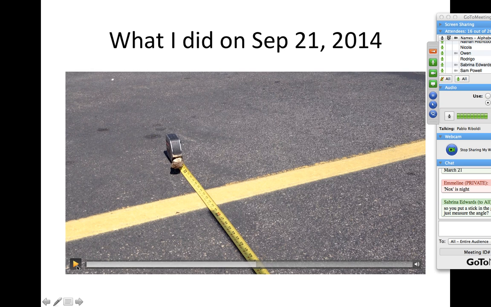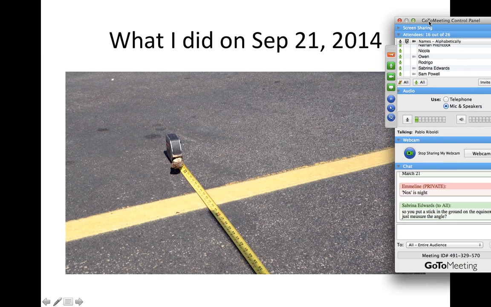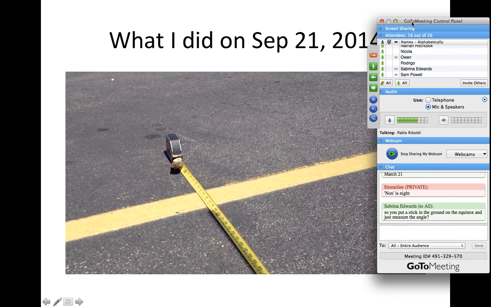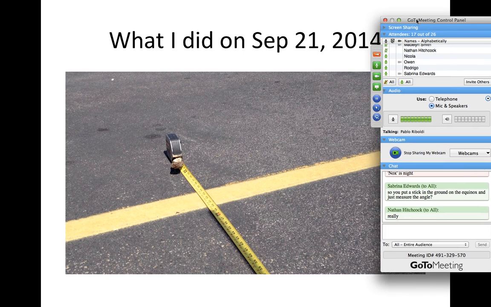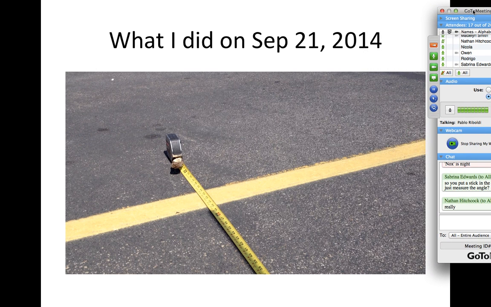Okay, so hold on, Sabrina here is asking, so you just put a stick in the ground on the equinox and just measure the angle? Well, it's not that easy to measure the angle by itself. So what I'm actually going to measure is both the shadow and the length of the stick. And then using trigonometry, and I'm going to show you how that works, I will find the angle. So that is really how it is.